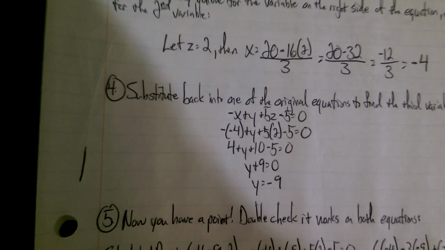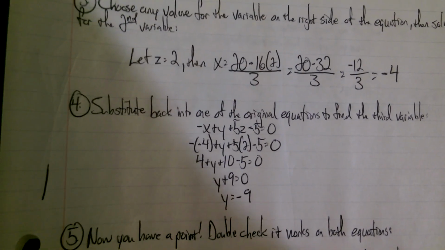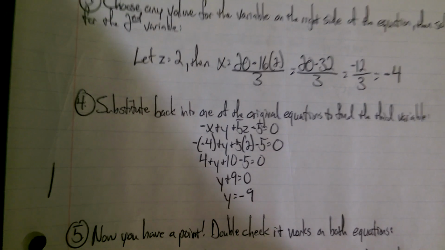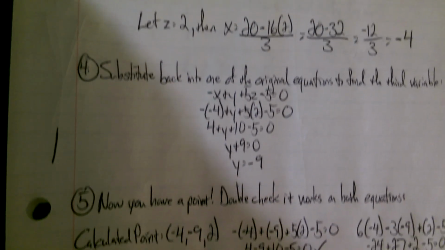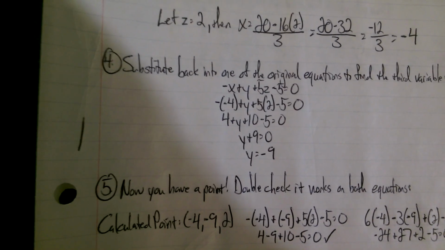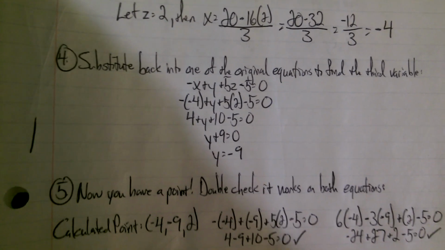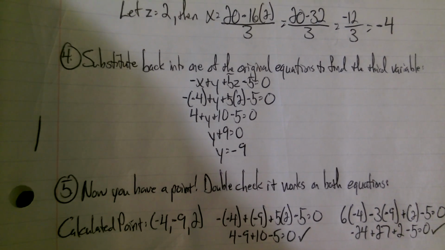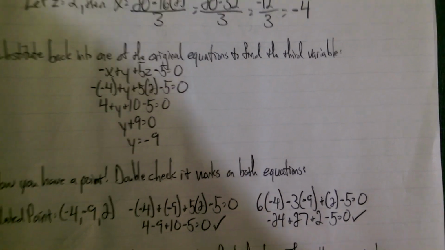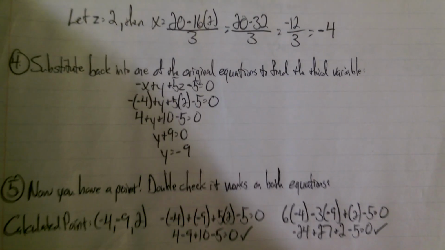Now I have the point. I do want to double check to make sure it works in both equations to make sure I did not make any errors with my arithmetic. So I have my calculated point of -4, -9, 2. I plugged it into the first equation, and it does equal 0. I plug it into the second equation, and it does equal 0. Great. We have half down.